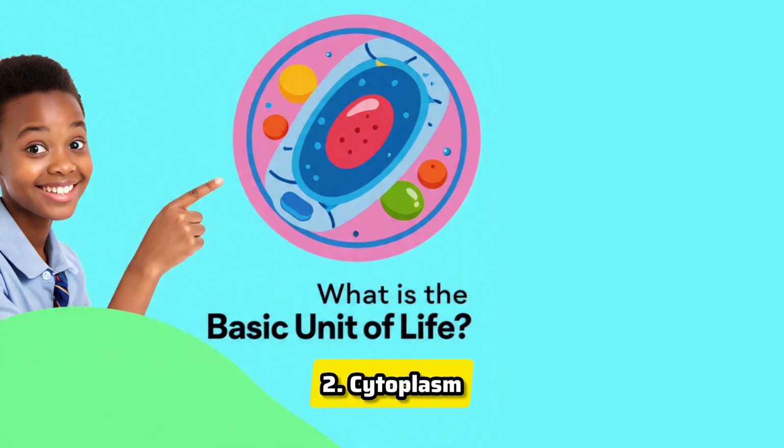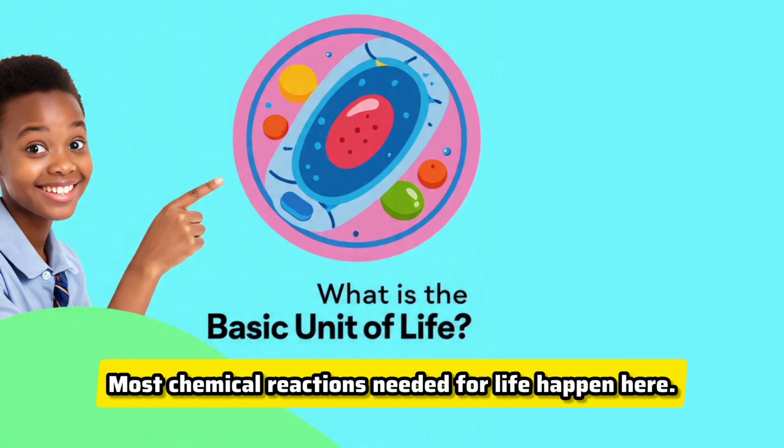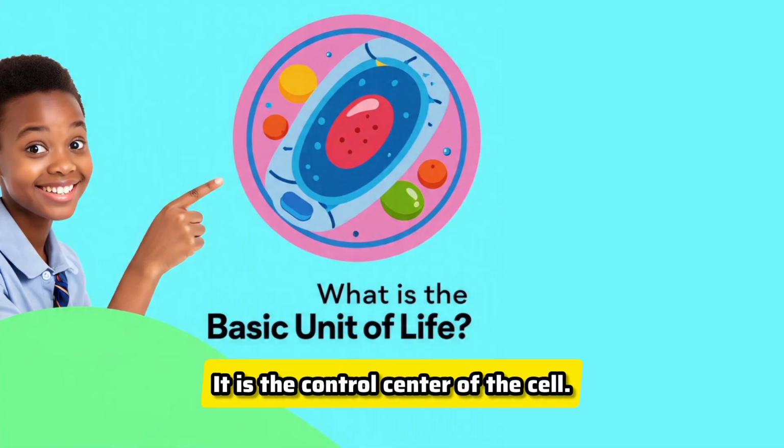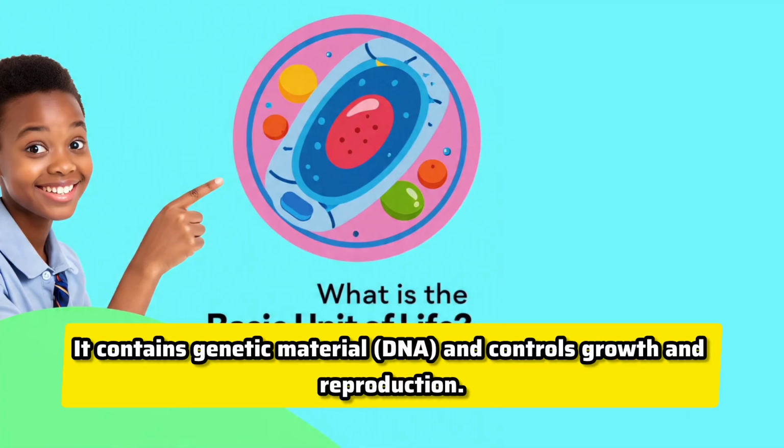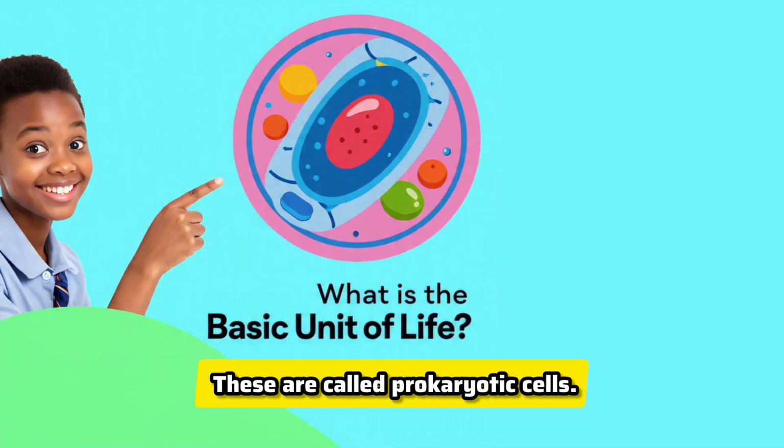2. Cytoplasm. It is the jelly-like substance inside the cell. Most chemical reactions needed for life happen here. 3. Nucleus. It is the control center of the cell. It contains genetic material DNA and controls growth and reproduction. Some cells, like bacteria, do not have a nucleus. These are called prokaryotic cells.